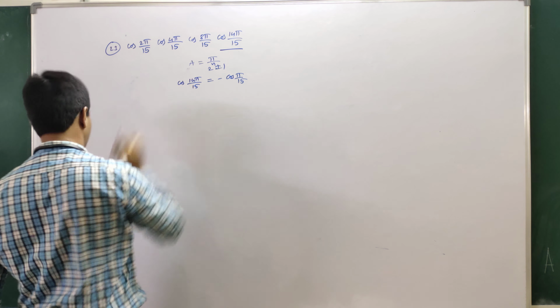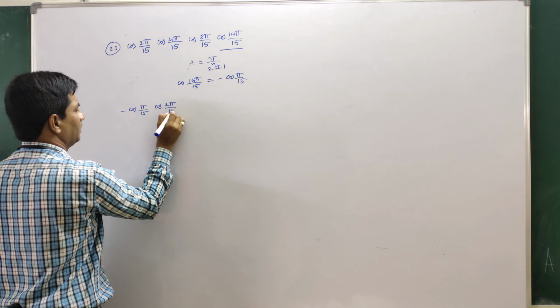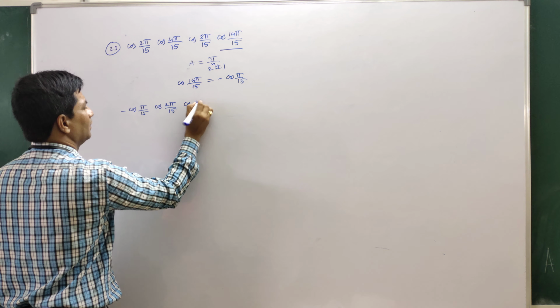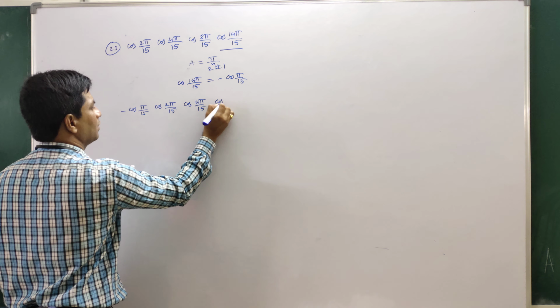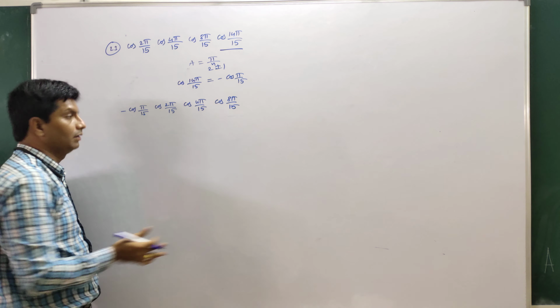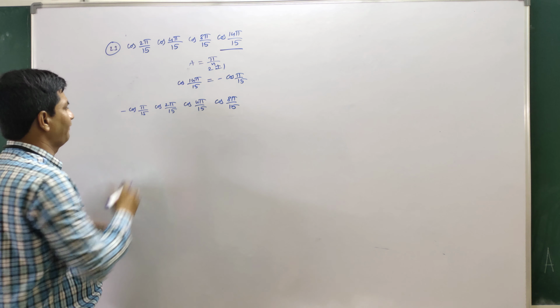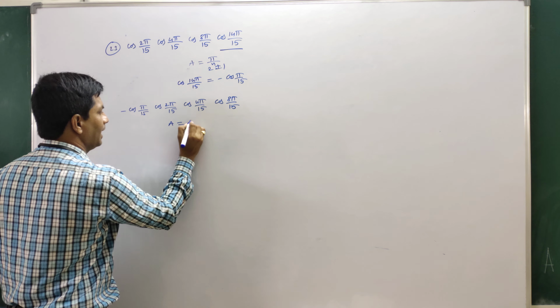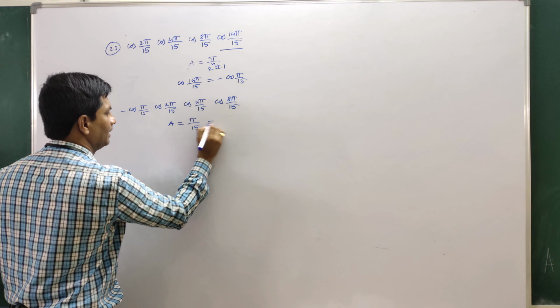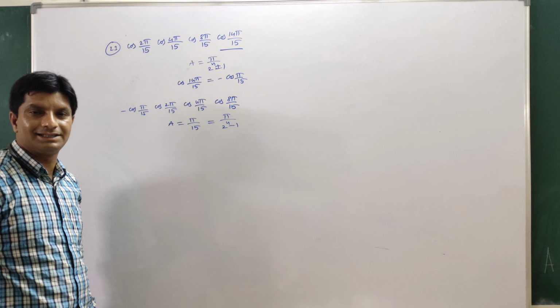Now substitute here. Now I am writing this value in the first step: minus cos pi by 15 into cos 2 pi by 15 into cos 4 pi by 15 into cos 8 pi by 15. So this we have already written here. Understood now? Right. Now this is the value we have to find. Let us take the first angle as A. So A equal to pi by 15, written as pi by 2 power 4 minus 1. Is it correct or not?